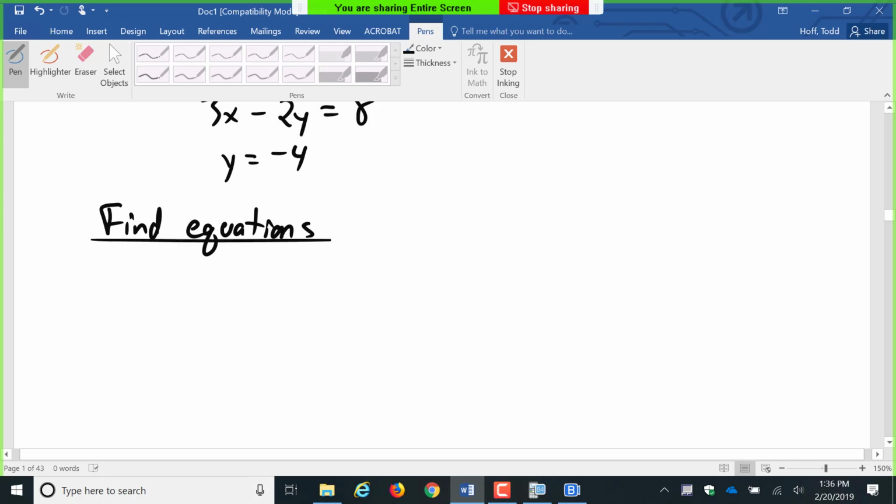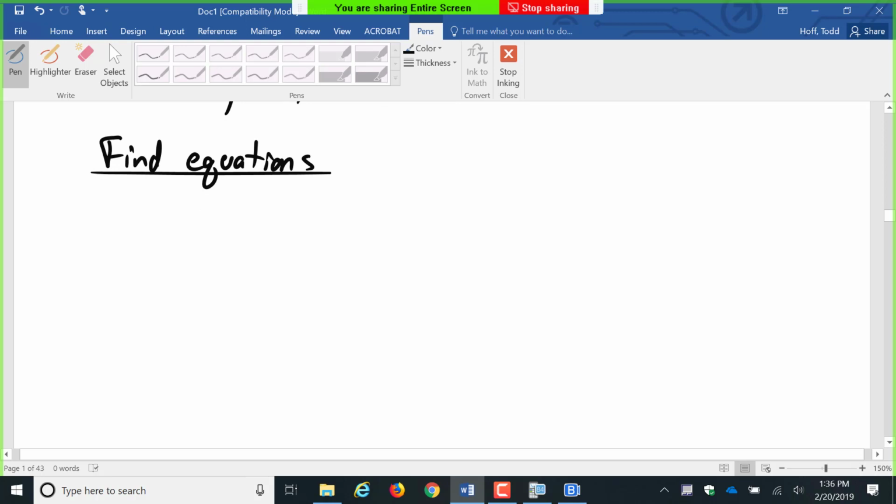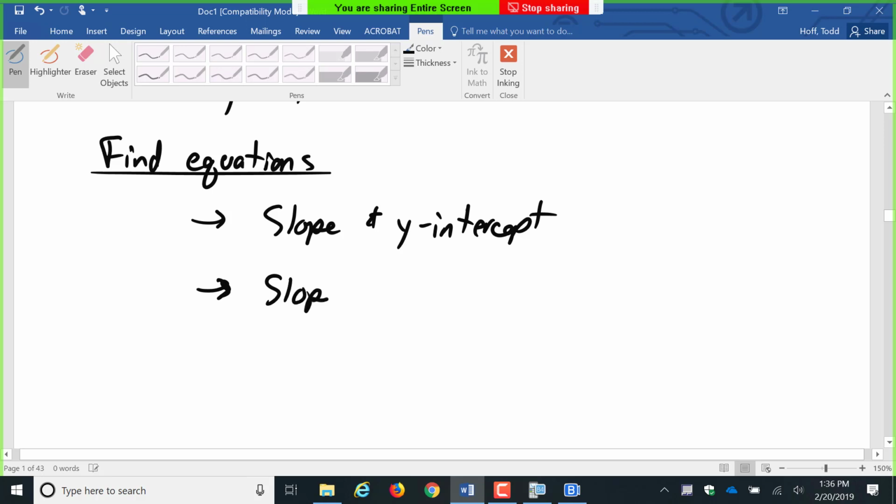Now, I'm going to ask you to find equations. I will not specify whether you use slope-intercept form or point-slope form. You are free to use either form if you want, whichever one makes the most sense to you. Find the equation if I give you the slope and y-intercept. Of course, that would be almost too easy. Find the equation if I give you the slope and a point on the line. Find the equation if I give you 2 points.